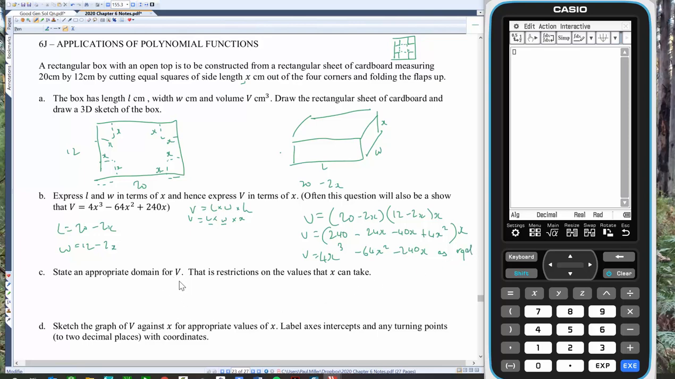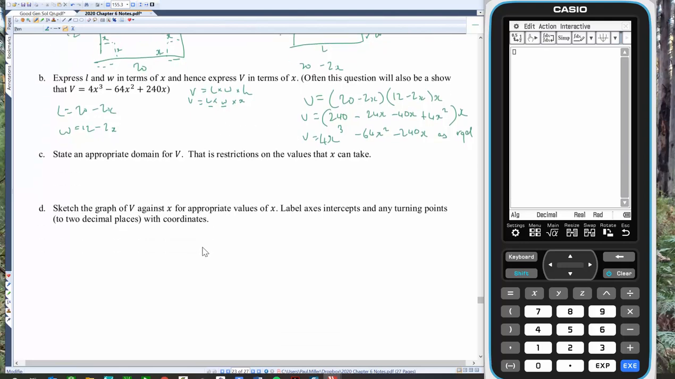Select an appropriate domain for V, that is, the restrictions on the values x can take. Well, to be honest, I wouldn't have a clue. And I never have a clue until I see the graph. So let's go to part D and actually sketch the graph first.